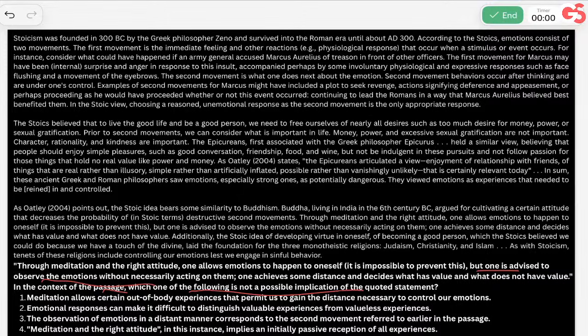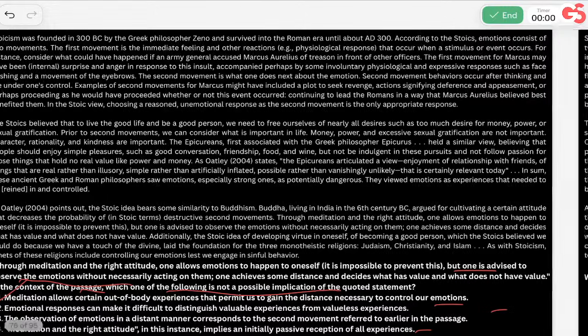Okay. Two says emotional responses can make it difficult to distinguish valuable experiences from valueless experiences. Observation of emotions in a distant manner corresponds to the second movement referred to. ठीक है, ये सब सही है. Meditation, right attitude, ये सही है. So one is the one which is not a possible implication. Out of body experience is an altogether different kind of zone, different domain.